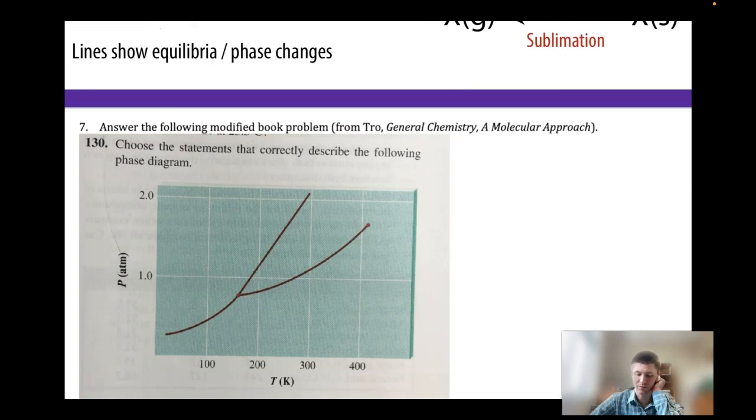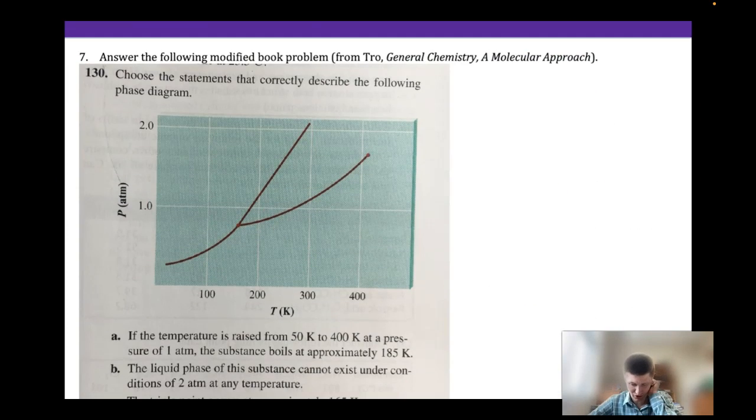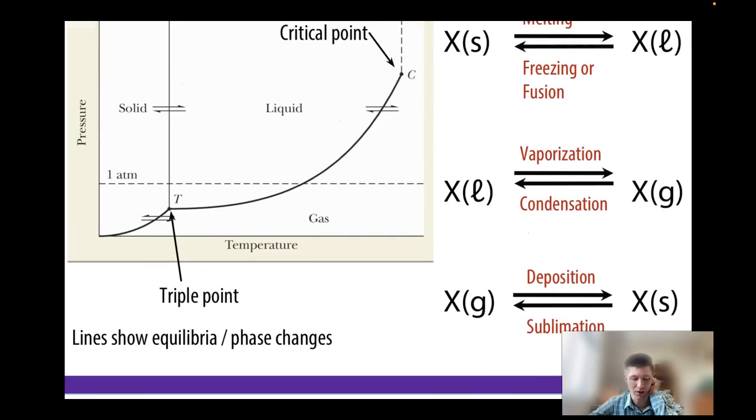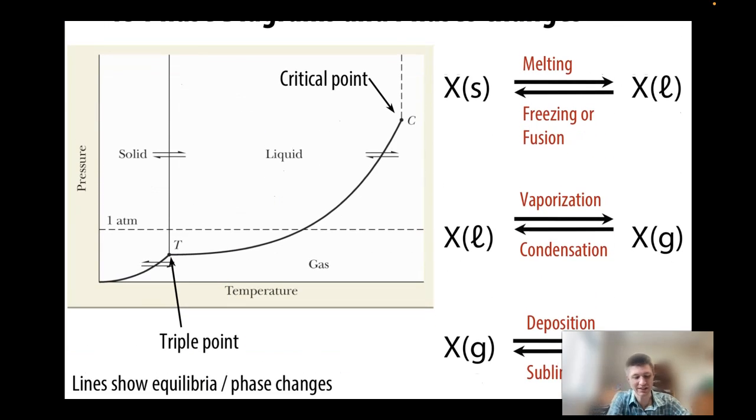Okay, our next example problem is on phase diagrams. For phase diagrams, you need to know the different phase changes. We have 6 different phase changes that you need to know: solid to liquid, liquid to gas, gas to solid, and back and forth. So you need to know those words so that you can identify where each phase change occurs, or label a phase change if you're just given solid to liquid or something like that.